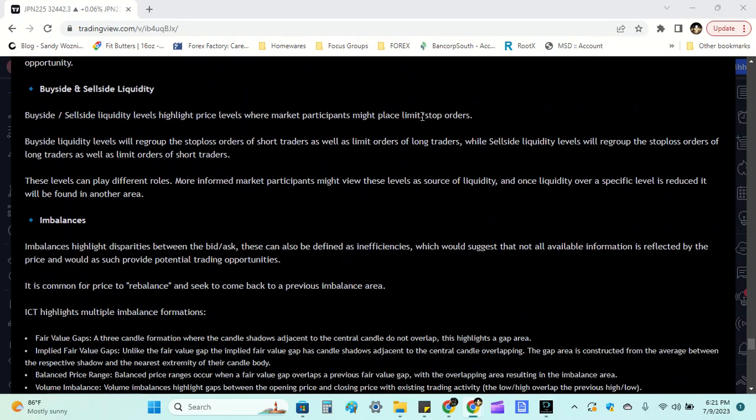Buy side and sell side liquidity. Buy-side or sell-side liquidity levels highlight price levels where market participants might place limit or stop orders. Buy-side liquidity levels will regroup the stop-loss orders of short traders as well as limit orders of long traders, while sell-side liquidity levels will regroup the stop-loss orders of long traders as well as limit orders of short traders. These levels can play different roles. More informed market participants might view these levels as a source of liquidity, and once liquidity over a specific level is reduced, it will be found in another area.